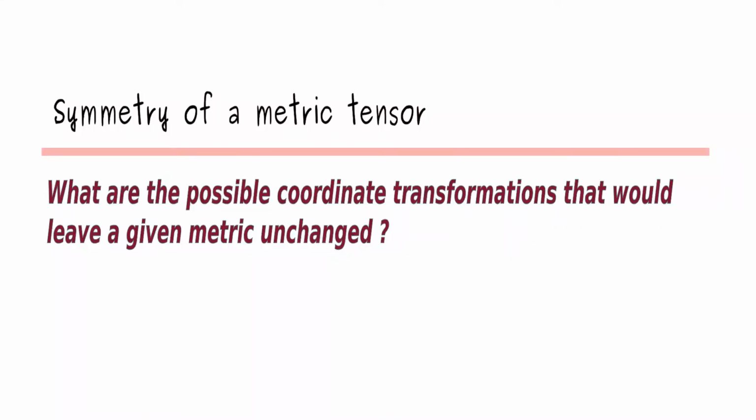Or more generally, if you are given an arbitrary metric, then how do we find out all possible coordinate transformations that will leave the given metric unchanged? So, let's discuss it.